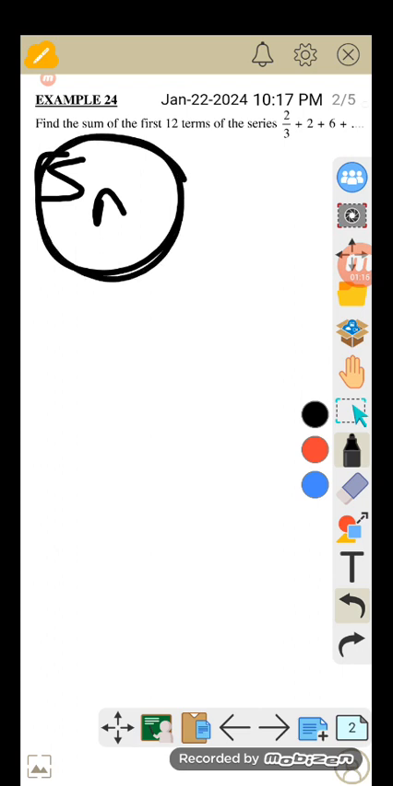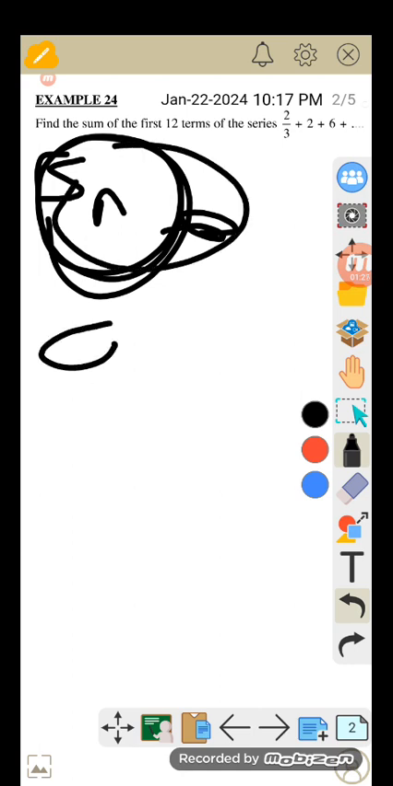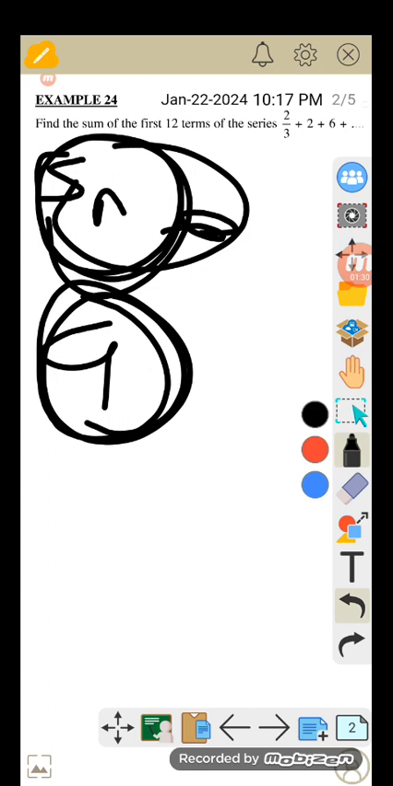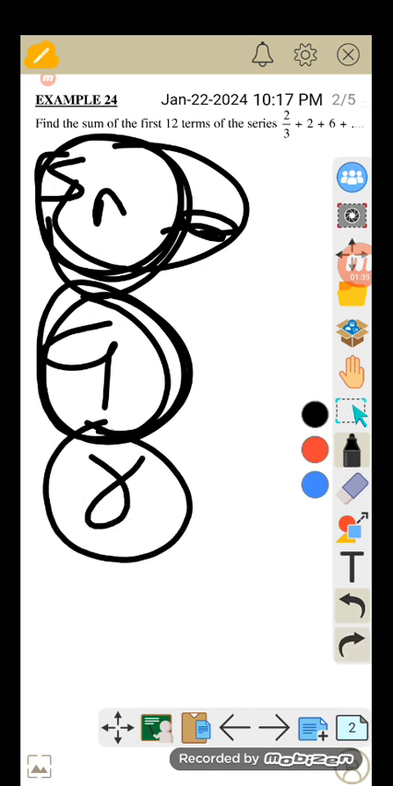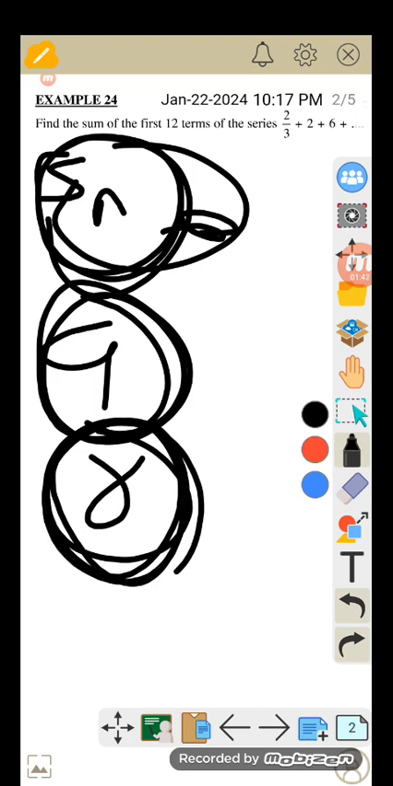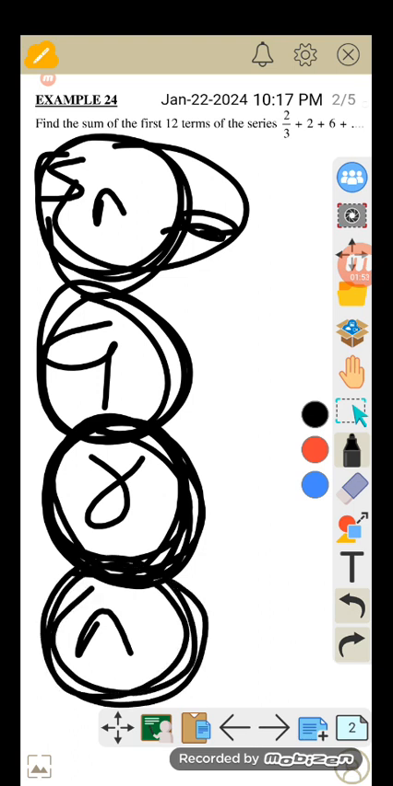Where Sn is the value of our terms added together. Where a is our first term. And where r is our constant ratio, or common ratio. Where n is our number of terms. You see? Just like that, guys.